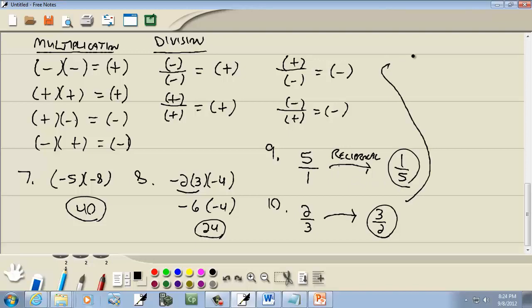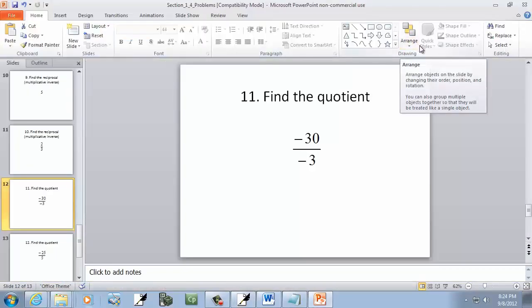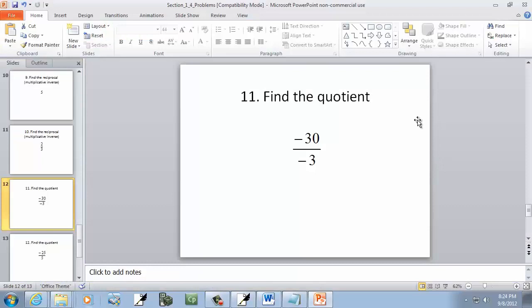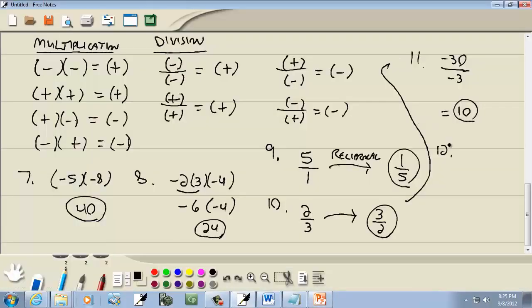Go back up here, do number 11. This is division. We got negative 30 over negative 3. Well, to begin with, a negative divided by negative is positive, and 30 divided by 3 gives us 10. So our answer is positive 10. And our last problem, we got negative 25 over 5. Well, a negative divided by positive is negative. Signs are different, it's negative. And 25 divided by 5 gives you 5. So our answer would be negative 5.